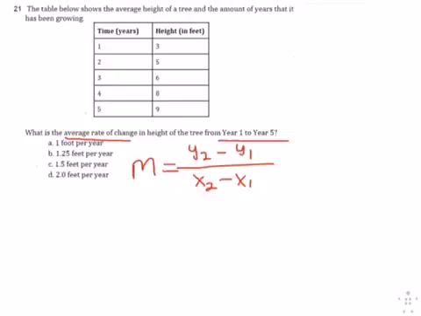In order to use that slope formula, we need 2 points. So we need a point for year 1 and year 5, because that is what the question is asking for. So our point for year 1 is going to be 1, 3, knowing that the left column of a table is x, and the right column is going to be y. And for year 5, our point is going to be 5, 9, sorry. So it should be 5, 9.